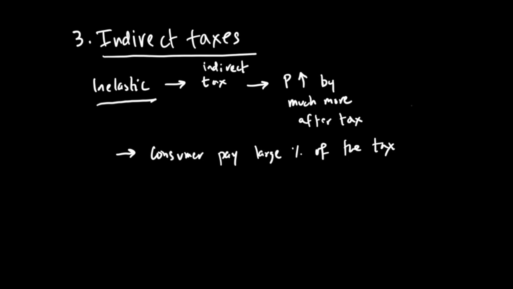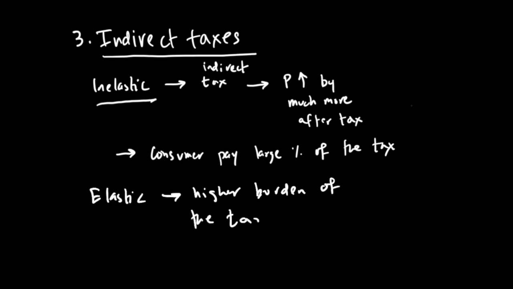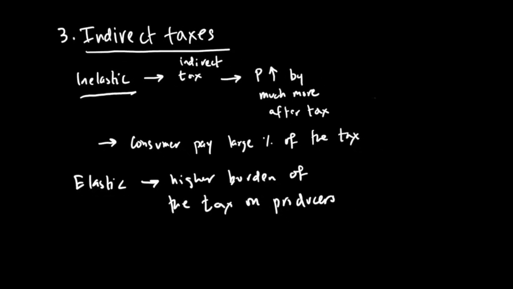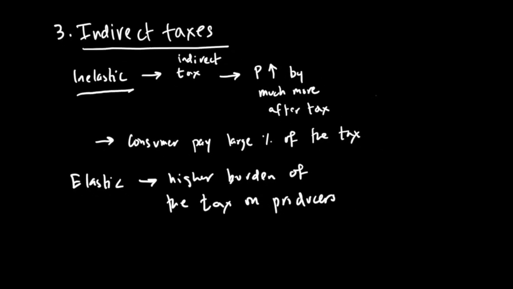So for inelastic goods, the indirect tax will result in a higher price and therefore will result in a higher burden of the tax on the consumer. Similarly, if the demand is elastic, the indirect tax results in a higher burden of the tax on producers. So elasticity also decides who pays the tax and how much of the tax will be paid by consumers versus producers.